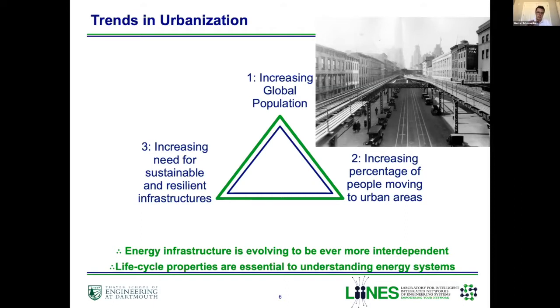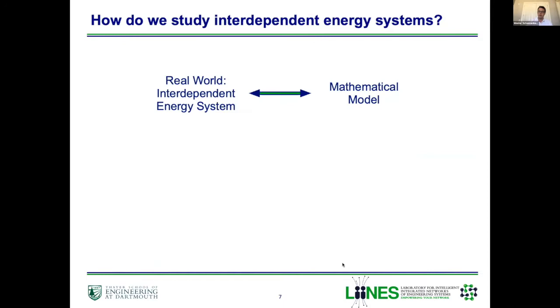And so I'll circle back to what I said at the beginning. Life cycle properties are essential to understanding these interdependent energy systems. The downside of these life cycle properties is that they're really hard to manage, and so for example, resilience is a property that is really hard to measure. And so what we need are some new approaches, some new tools to analyze energy systems, and specifically interdependent energy systems.